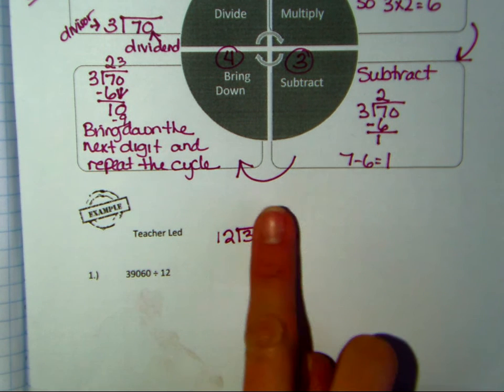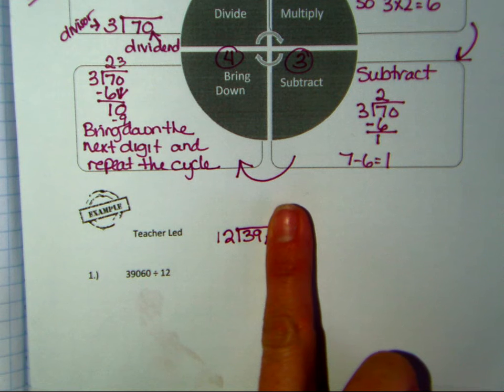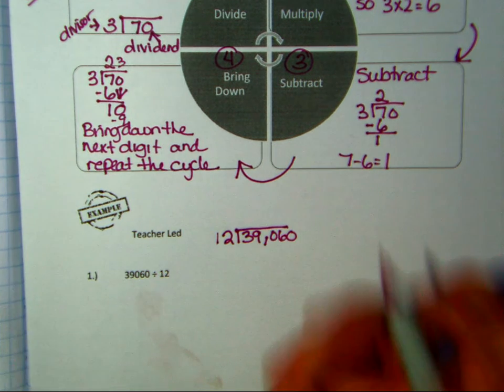Now, first of all, can 12 go into 3? No, it's not big enough. It's too small. Can 12 go into 39? Yes. How many times do we think 12 can go into 39, Kiki? I believe that 12 can go into 39 3 times. Very nice way of stating your answer. Good job. That's a good guess.